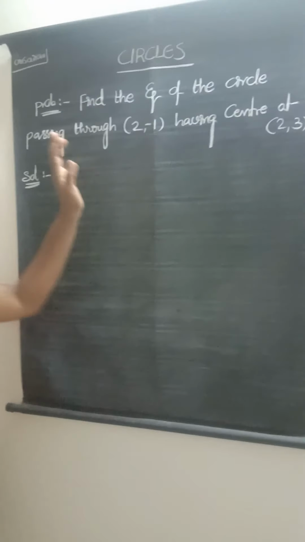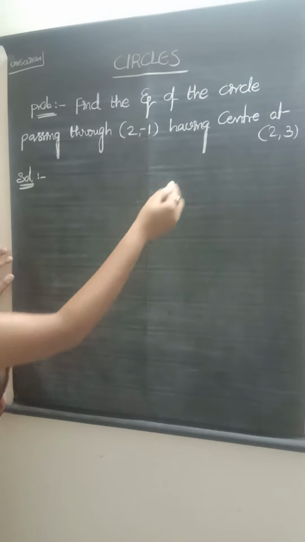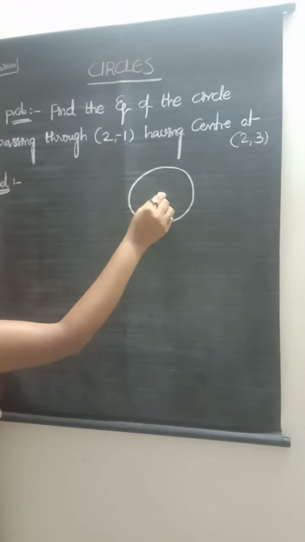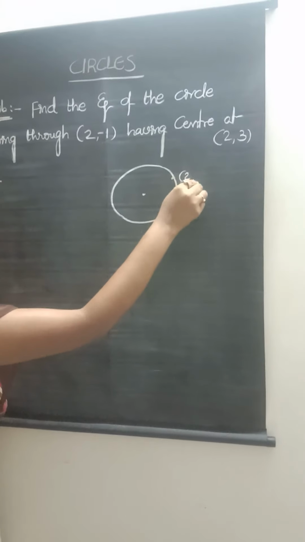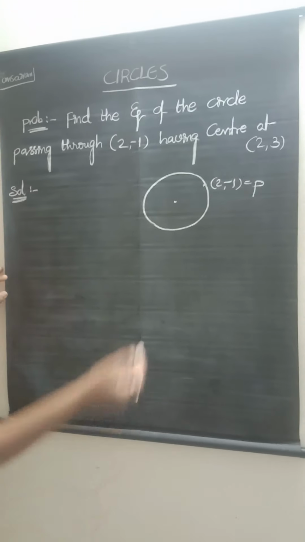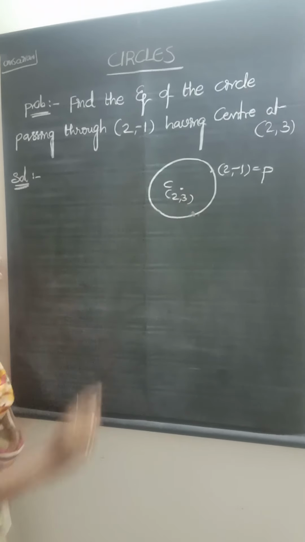Find the equation of the circle passing through the point (2, -1) and having the center (2, 3). This is the circle. The circle passes through the point (2, -1). So we take this point as P and the center as (2, 3), that is C.